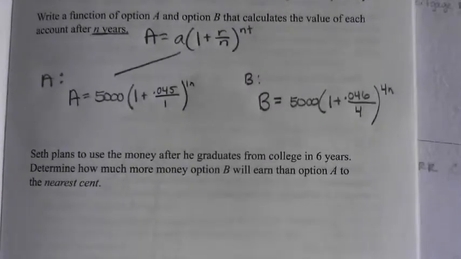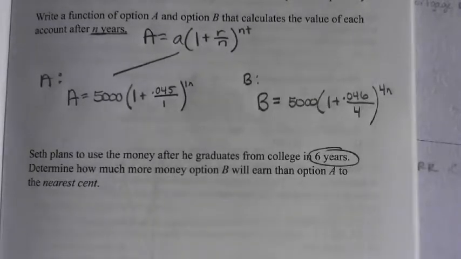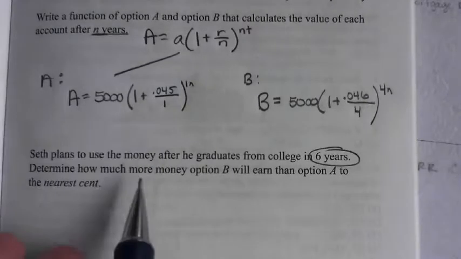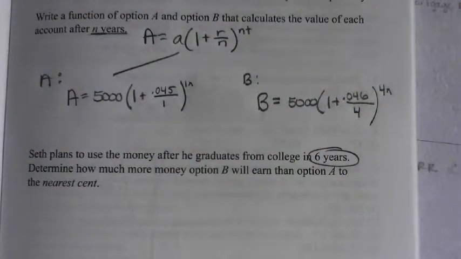The second section says Seth plans to use the money after he graduates from college in 6 years. Determine how much more money option B will earn than option A. So we're just going to use our formulas to calculate the final amount for option A, the final amount for option B, and the question is how much more. So we're just going to find the difference.